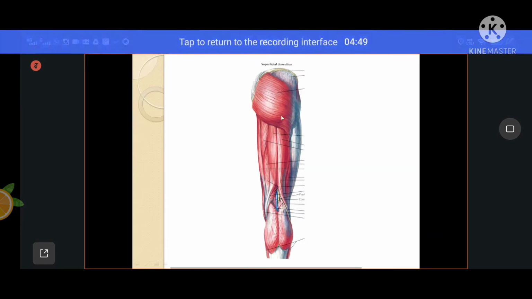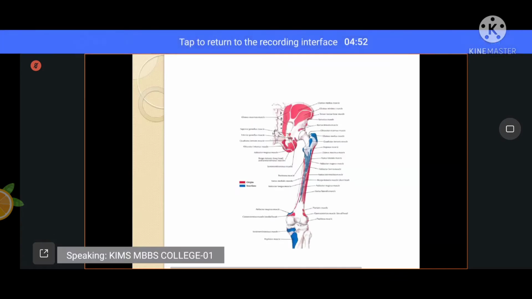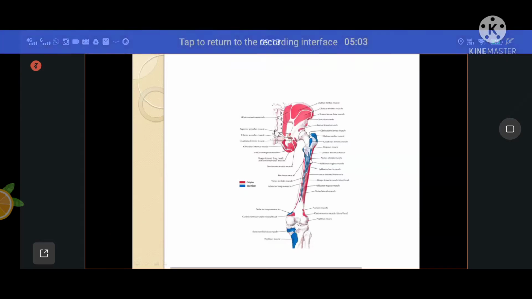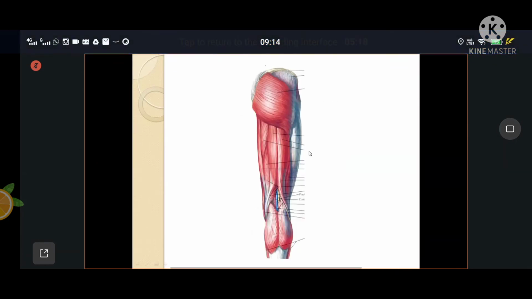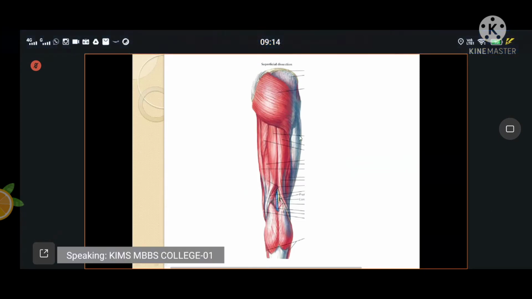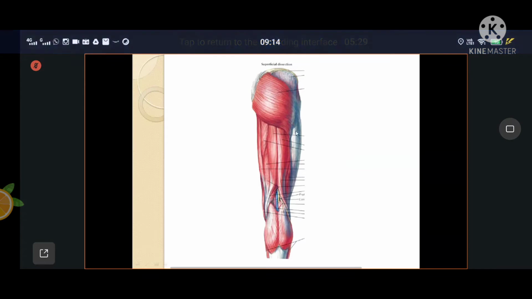And now coming to the insertion. 25% of the fibers of gluteus maximus get inserted into the gluteal tuberosity. How much is it? It is only 25% of the fibers that get inserted into the gluteal tuberosity, whereas 75% of the gluteus maximus muscle will be inserted into the tract. What is this tract here? This tract, which is a modification of the deep fascia, is the iliotibial tract. What is that called?